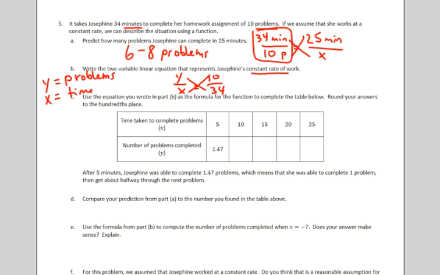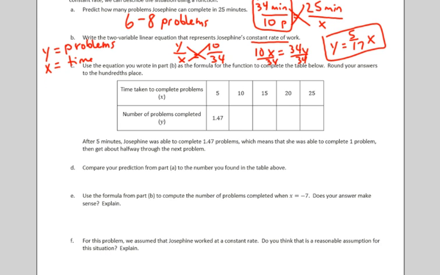So I cross multiply to solve this. 10x equals 34y. And I want y by itself. So I divide both sides by 34. So 10 over 34 reduces to 5/17x. So this is my linear function rule, if it's a constant rate, that I could use. So I'm going to use that equation to find part C, how many problems she would complete in 10 minutes.